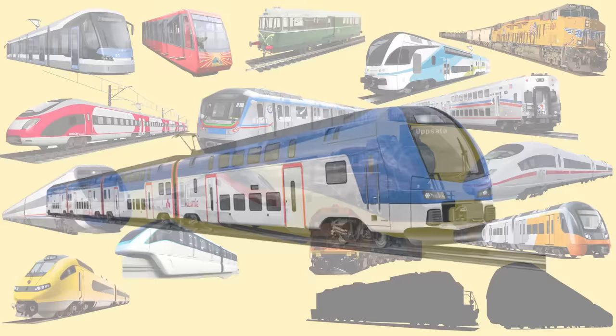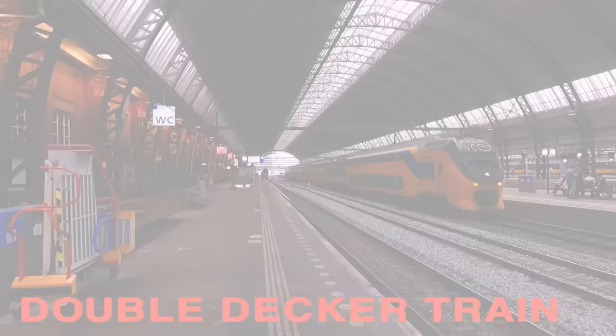Double-decker train. A double-decker train is a type of large-sized railway vehicle whose carriages have two levels of passenger accommodation instead of one, increasing passenger capacity.